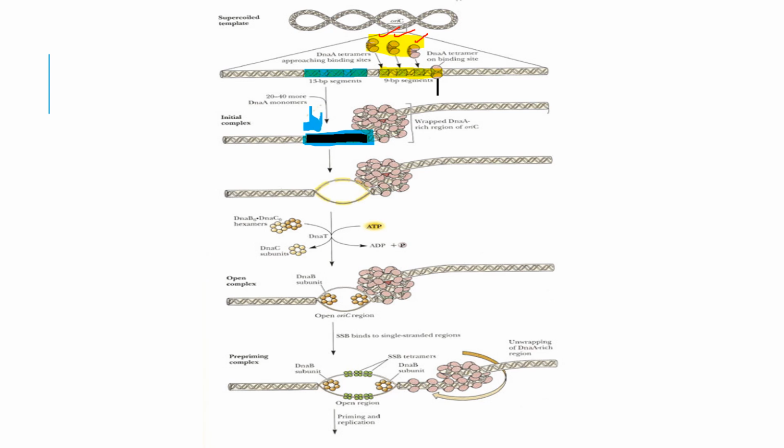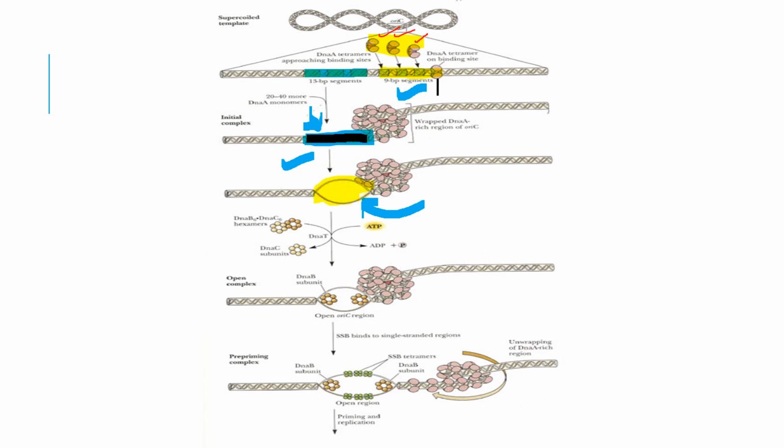This is a very important thing: the unwinding of the DNA strand does not start at the 9-mer site. It starts at the 13-mer site. Firstly, the initiator protein attaches to the 9-mer site, and once the initiator proteins reach the 13-mer site, the unwinding of the DNA strand takes place. As you can see in this step, once the initiator proteins reach the 13-mer site, the DNA strand has been unwound.